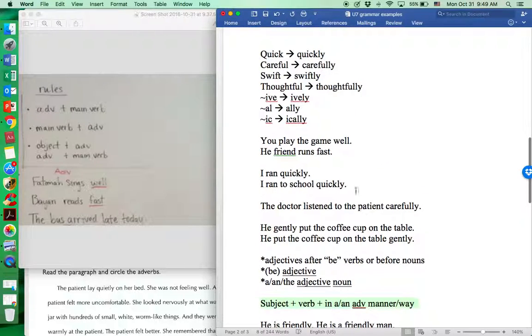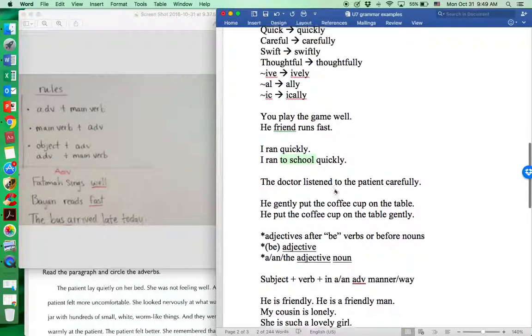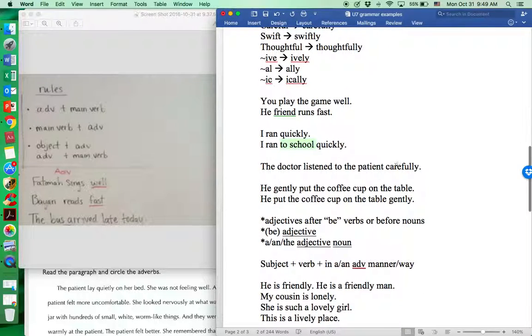Okay, let's look more at the adverbs themselves. I ran quickly. Here we have it following directly after the active verb. And then here we have I ran to school. This is where he ran or where she ran. I ran to school. This is like our object. And then because it's a short object, right, we can have the adverb following that object. Here we have the doctor listened to the patient carefully.